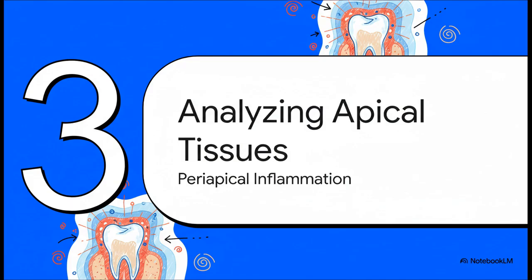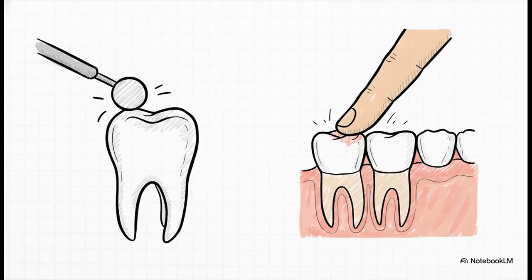Now we need to figure out if that inflammation has spread beyond the tooth itself and gotten into the surrounding periapical tissues. And you know what? The tools we use for this are wonderfully simple, but they're incredibly effective. We use percussion, just gently tapping on the biting surface of the tooth, and palpation, where we apply some firm pressure to the gums right over the root apex. If the patient feels pain with either of these tests, that tells you there's inflammation in the periodontal ligament space.